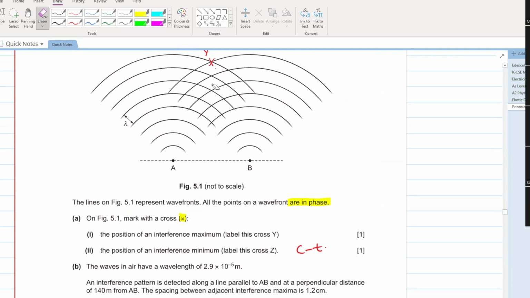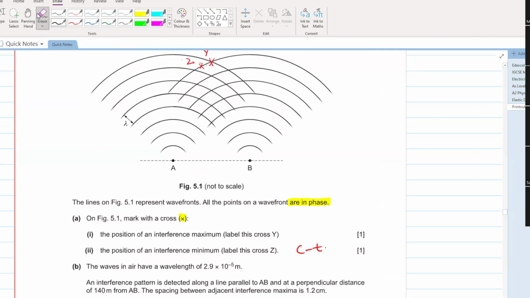The line between these two solid lines will be your trough. So maybe, if let's say this is your trough, this combines with the crest at this point. So let's say this is your intensity minimum. Simple.